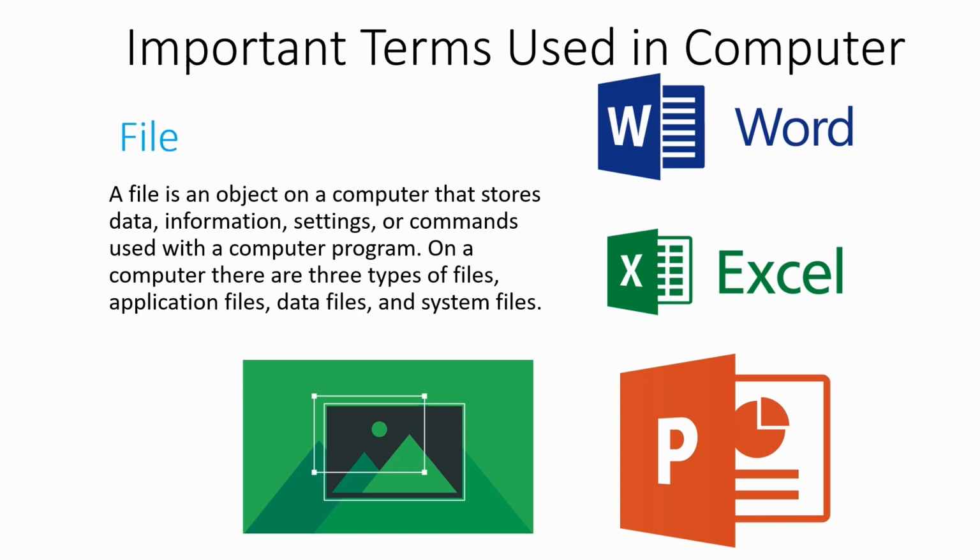There are mainly three categories of files, that is application files, data files, and system files. Application files are the softwares, data files are the informative files that give us information on any particular topic, and the system files are used by the operating system for carrying out different activities.